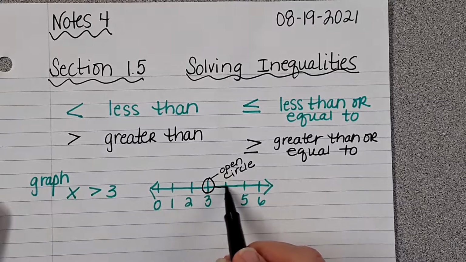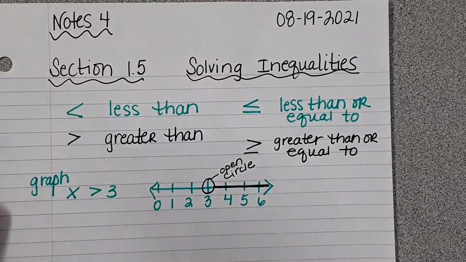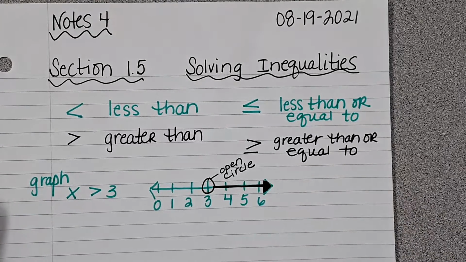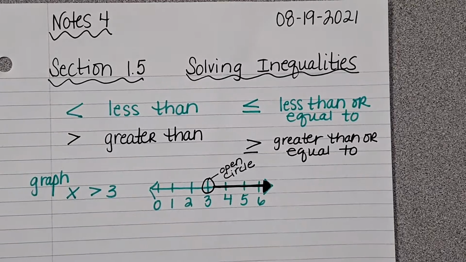And then what you're going to do is shade in, because you want any number that's greater than 3, which these numbers are greater than 3. And you're going to shade in the arrow. The reason you shade in the arrow is because it's telling you, keep on going. Any of those numbers, not just the numbers that you see on the number line, but any of those numbers.